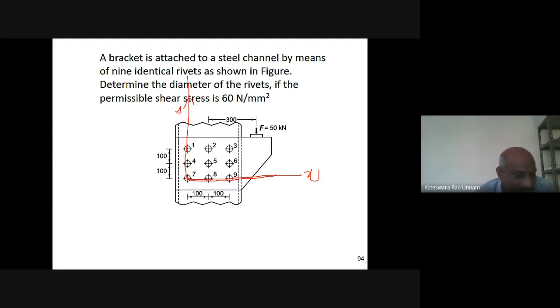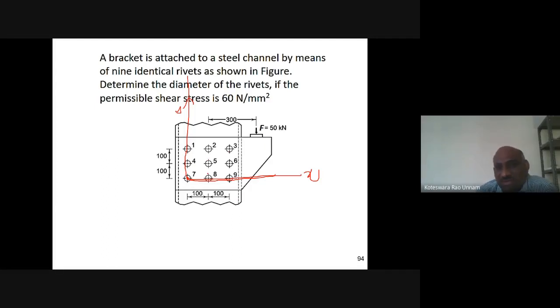For rivet number 8, x is 100, y is 0. For 9, x is 200, y is 0. For 5, it is 100 and 100. For 6, it is 200 and 100. For 2, it is 100 and 200. For 3, it is 200 and 200. So like that, you can easily identify that. It's not a big deal.